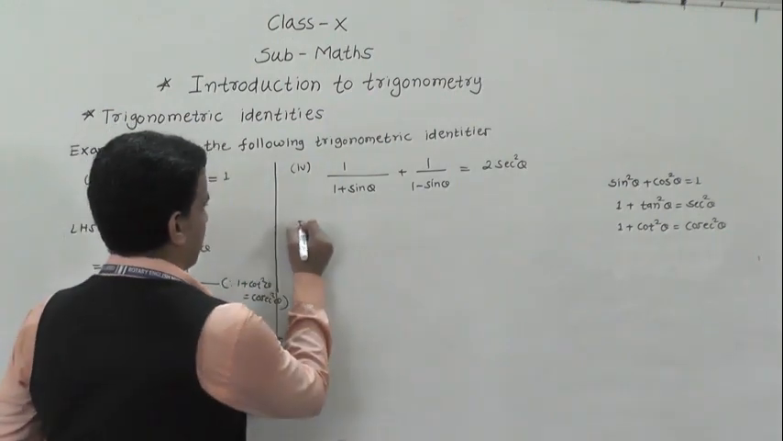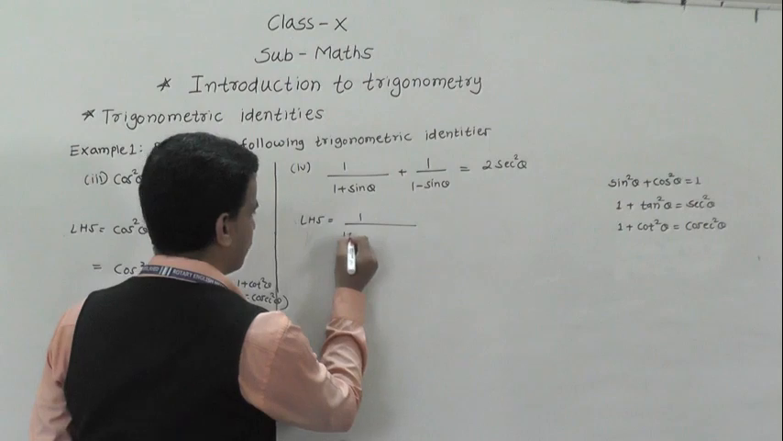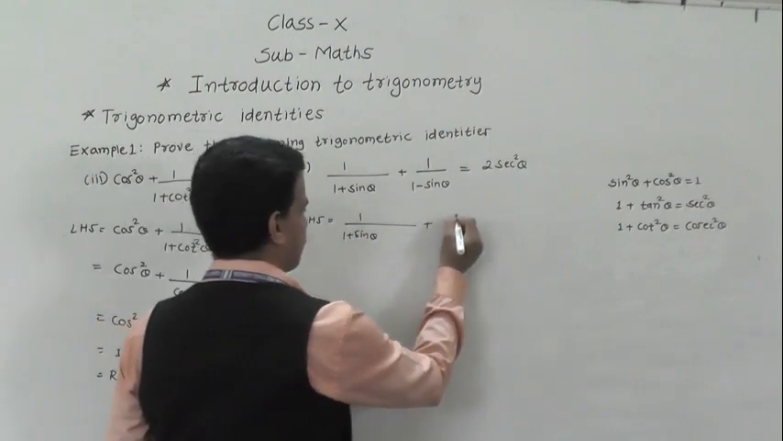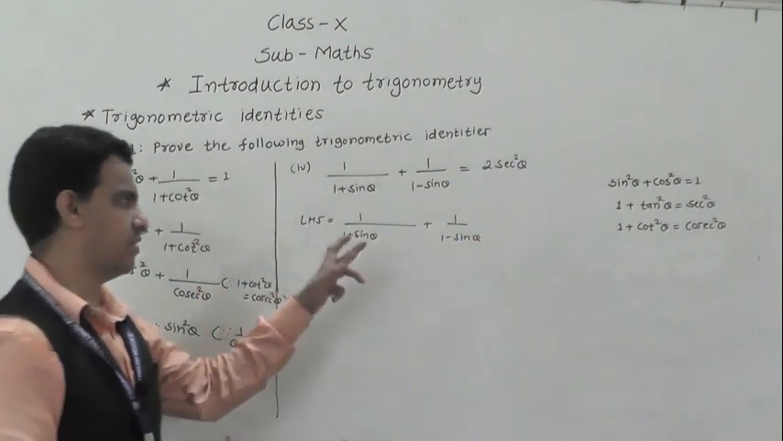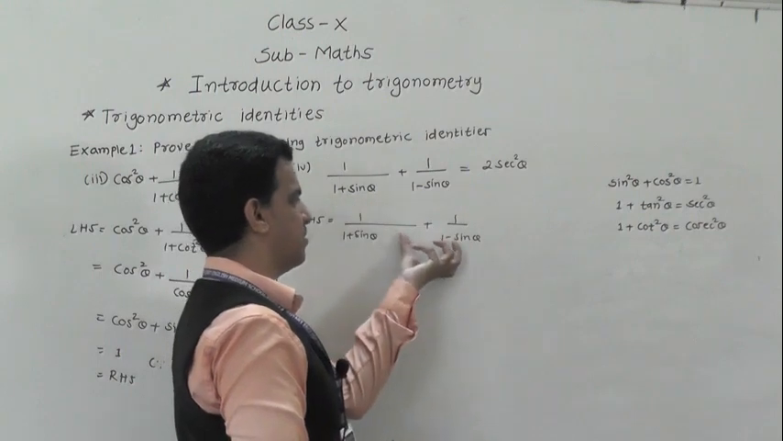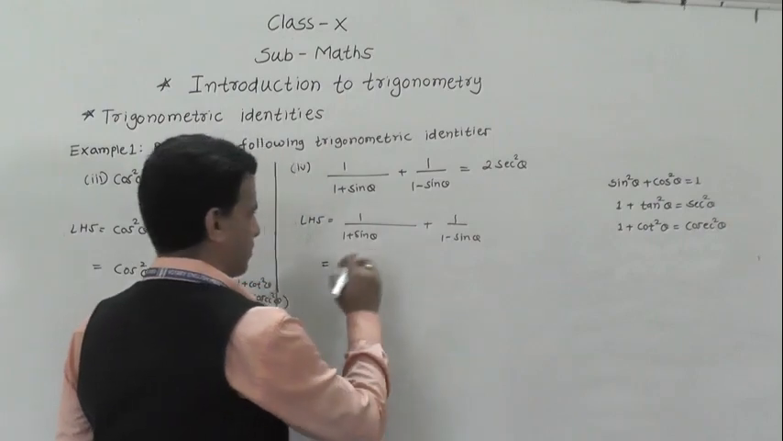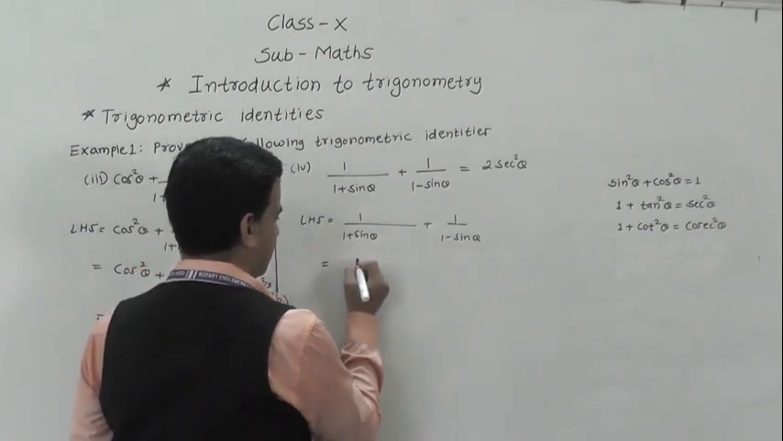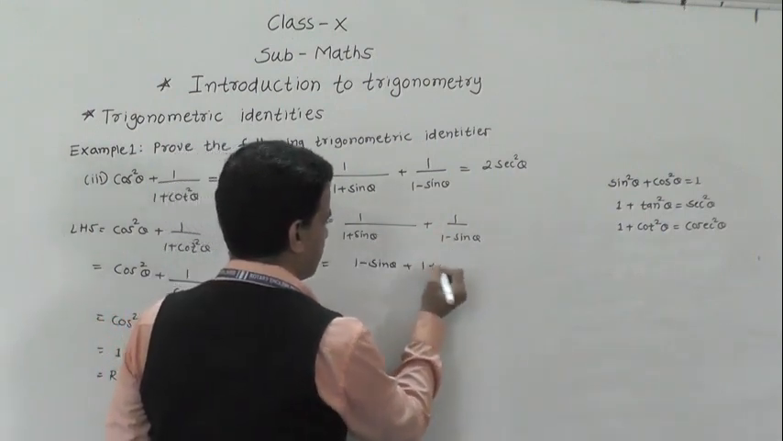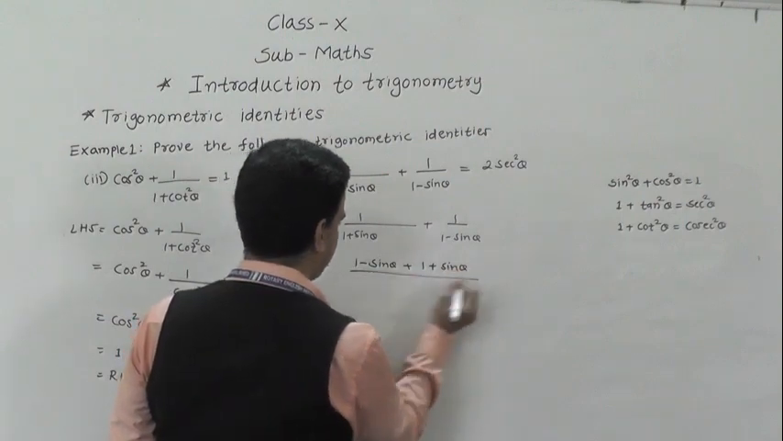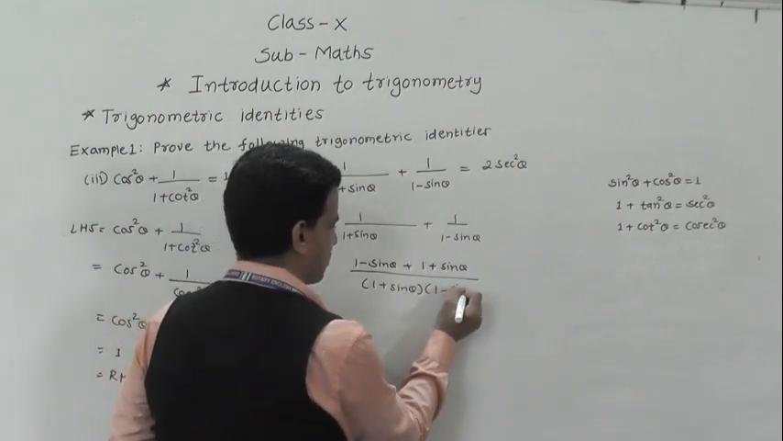Fourth one, now here LHS is given, 1 upon 1 plus sin theta plus 1 upon 1 minus sin theta. Okay, you can start from either LHS or RHS. Here I am taking LHS, that is easy to solve. So 1 upon 1 plus sin theta. Now first make the same denominator, so 1 minus sin theta, we have to cross multiply this: 1 minus sin theta plus 1 plus sin theta divided by 1 plus sin theta into 1 minus sin theta.